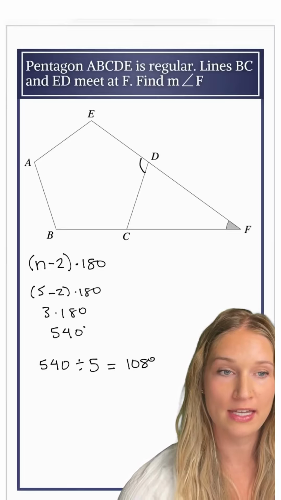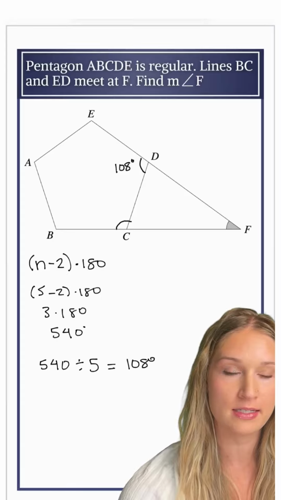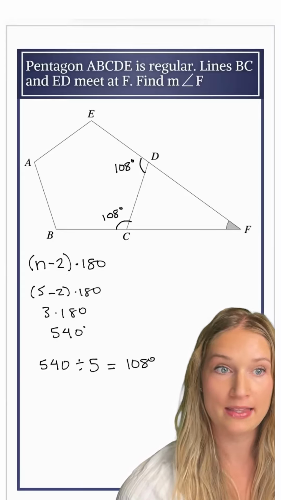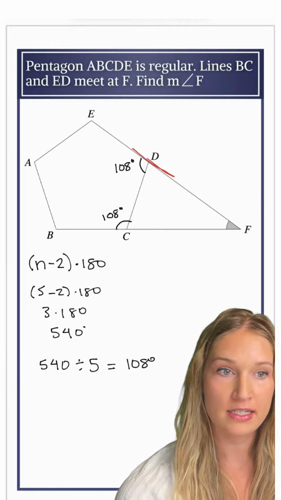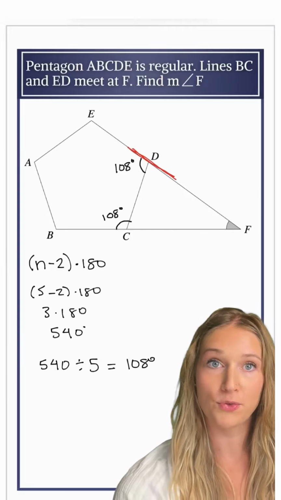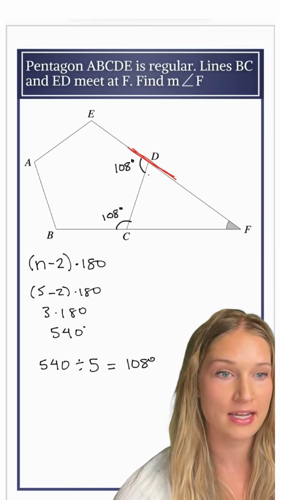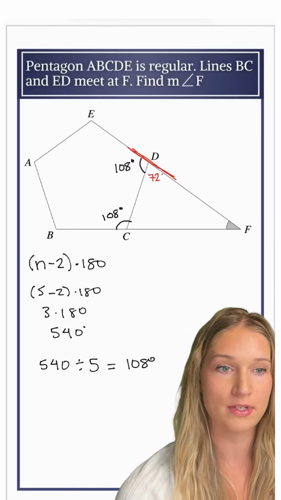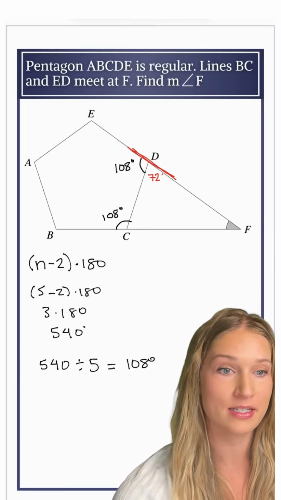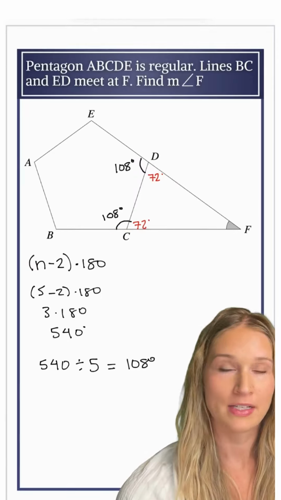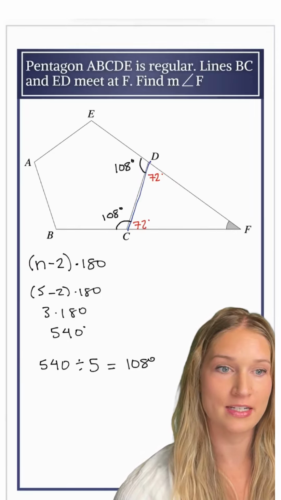So specifically, angle EDC would be 108 degrees, and angle BCD is 108 degrees. Now this is helpful because I can then use the fact that angle EDC and CDF create a linear pair, meaning that they have to add to 180, so this angle here has to be 72 degrees, as does angle DCF. Must be 72 degrees because we have another linear pair here. Now I can focus on triangle DCF.